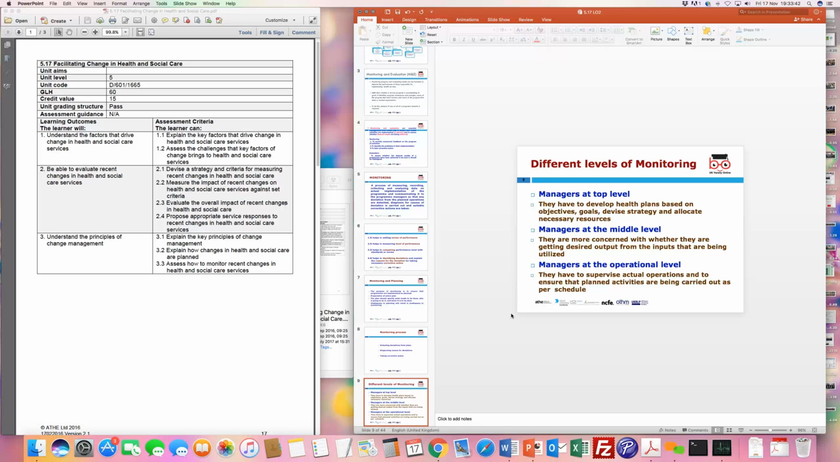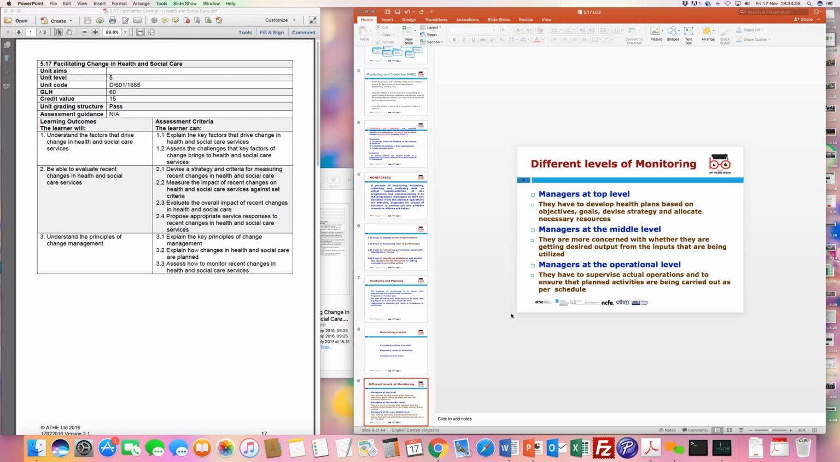At the middle level, the managers are more concerned with the nitty-gritty of things, in terms of making sure that most of the things which are required to change, or things which affect the output, or say, in this case, the patient care, are made available. This is the responsibility of the middle management.